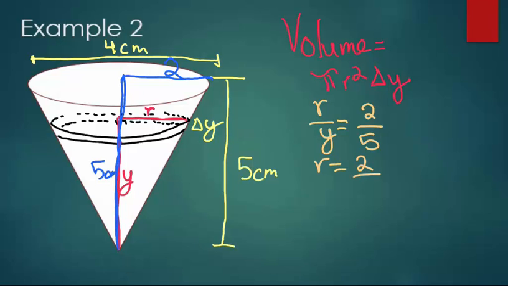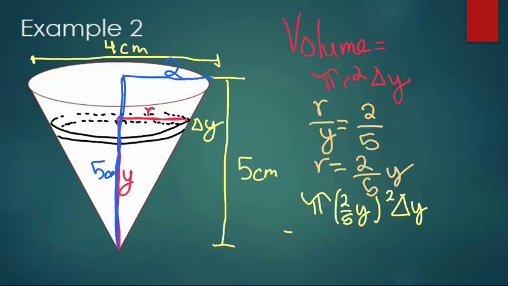So r equals 2/5 y. This expression, 2/5 y, we can substitute into r of the original volume expression, which is going to give us pi times (2/5 y) squared delta y. Simplify that out a little more: 4 pi over 25 y squared delta y.